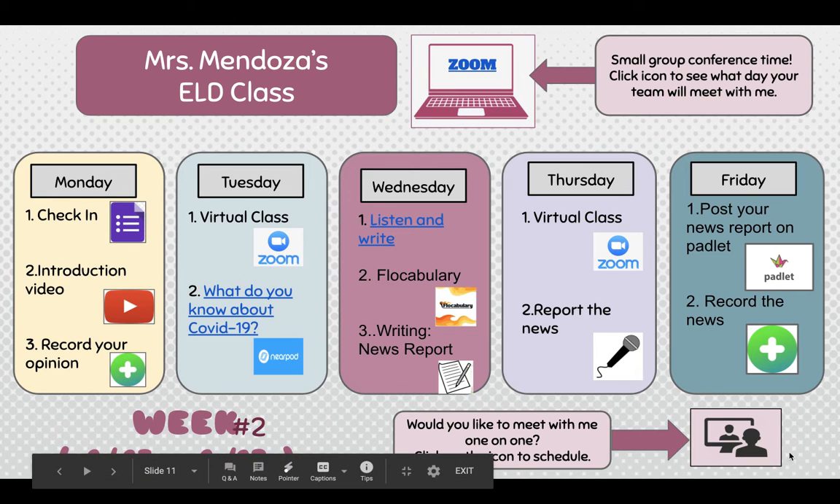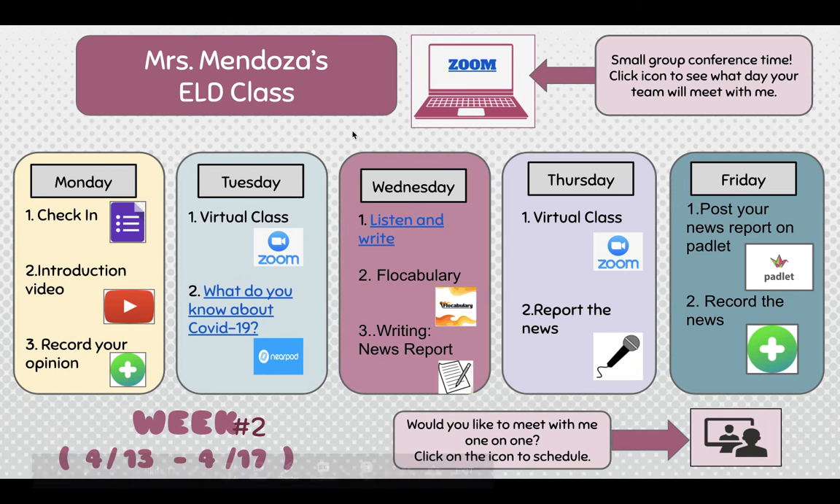At the bottom of the page, I'll always have how they can get in touch with me so we can meet one on one, for what we call little conferences. So these two things will always be consistent. The flow will be consistent. I like to use the Monday through Friday. And if you notice, there is only a few things per day that I'm asking students to do.